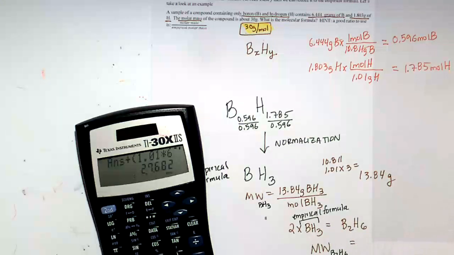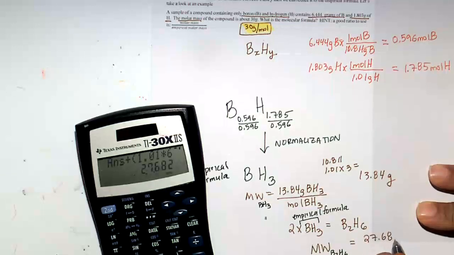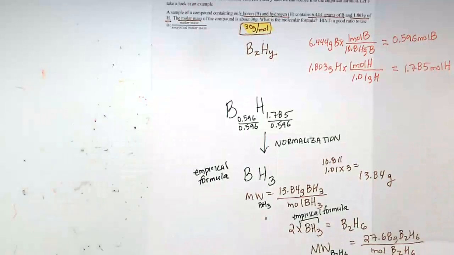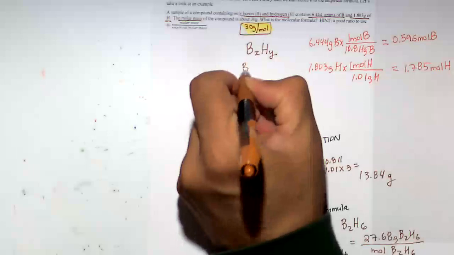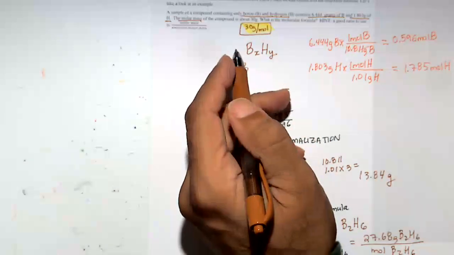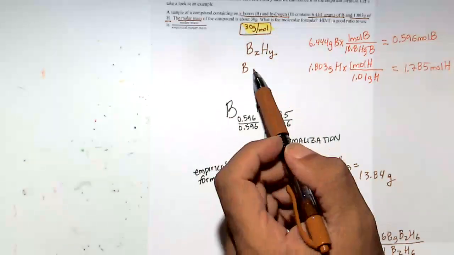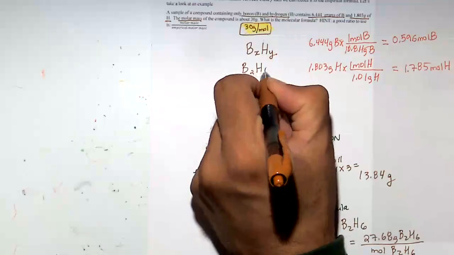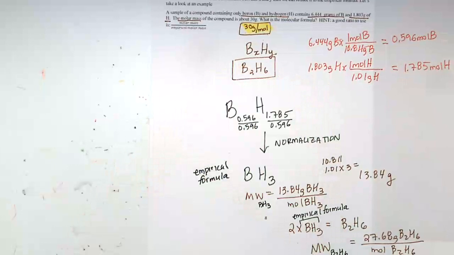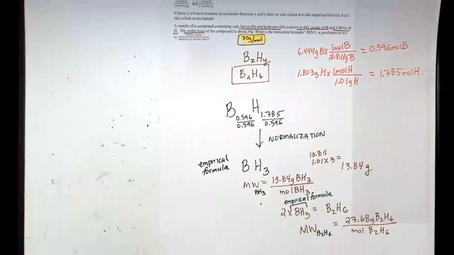So the molecular weight of this is 27.68 grams of B2H6 per mole of B2H6. I think the correct answer for this formula is B2H6. It's close: the molecular weight is about 27 or 28, and this is 30. So yeah, this is our answer.